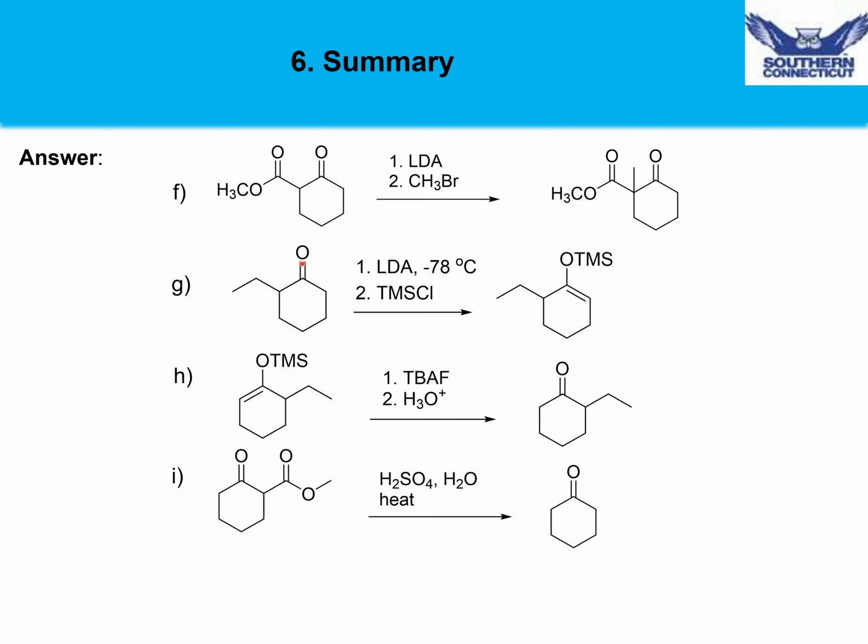In the next example, we have an unsymmetrical ketone. By adding LDA at low temperatures, we will form the kinetic enolate. So one way of looking at this is LDA will remove this hydrogen. That enolate that forms has two resonance forms.